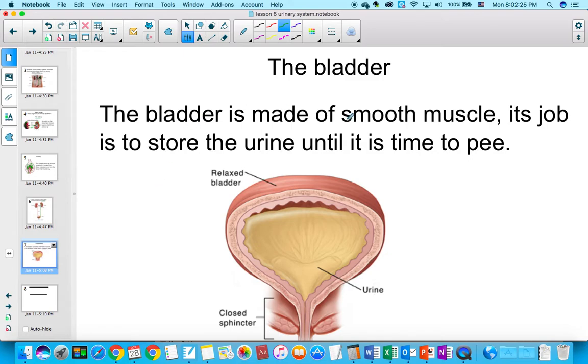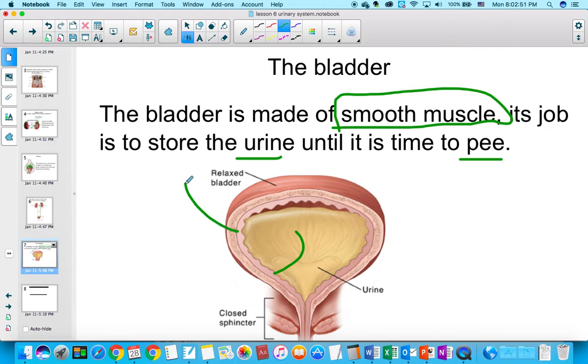The bladder is made up of smooth muscle, right? Its job is to hold urine, or pee, until it's time to pee or urinate, right? So as it fills up, urine is inside your bladder, and when it's full, it reaches a stretch point. When it's stretched out enough, it sends a signal through your nerves, just like our last lesson, and those nerves send a signal straight to your brain. Your brain goes, time to pee, I need to pee.